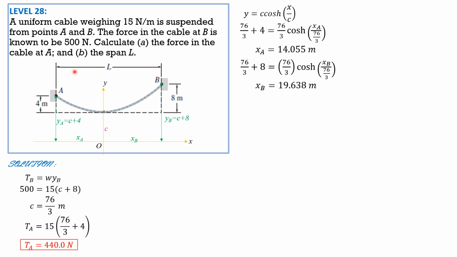So finally, we can compute L. L is 14.055 plus 19.638. So L equals 33.69 meters.